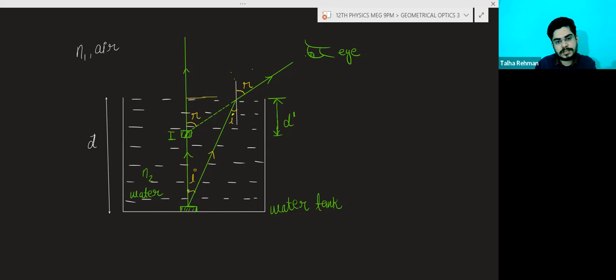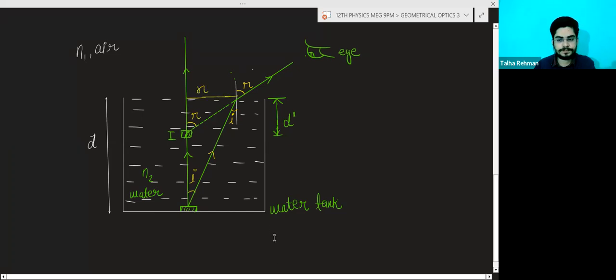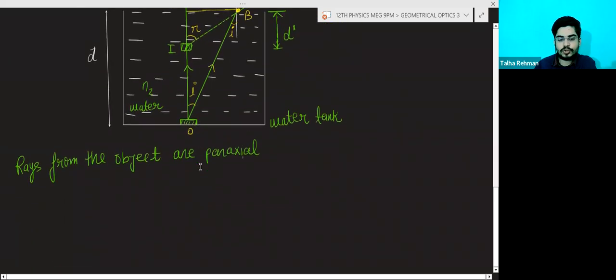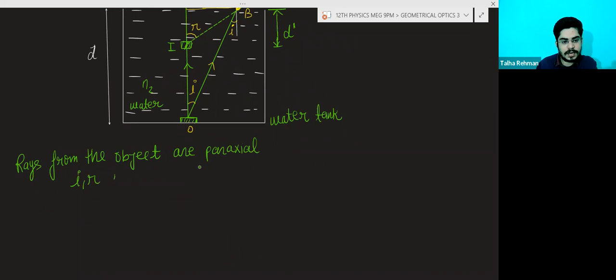Suppose this distance is small x. Let's suppose this is point O, this is point A, and here is point B. Now we will use trigonometry to prove this. But there is one assumption: the rays from the object are paraxial. Paraxial means these rays are just parallel rays, so angle I and angle R are very small. This is the assumption you can take.